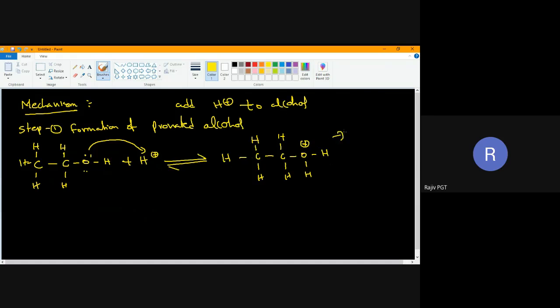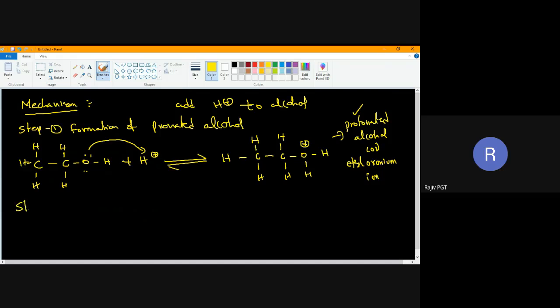This has different names. We can write protonated alcohol, or else we can also name it ethyl oxonium ion. Actually, protonated alcohol is the name preferably used, right? So this is the first step: formation of protonated alcohol.